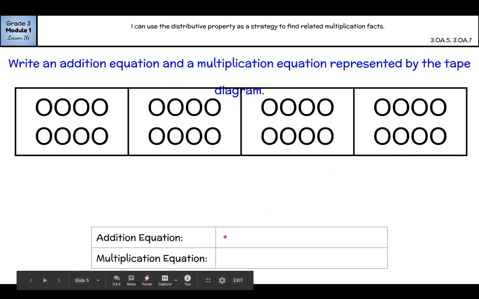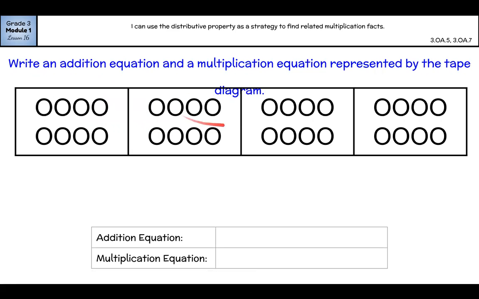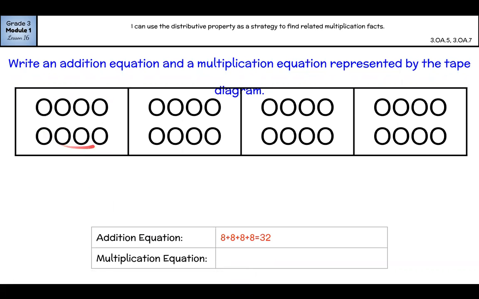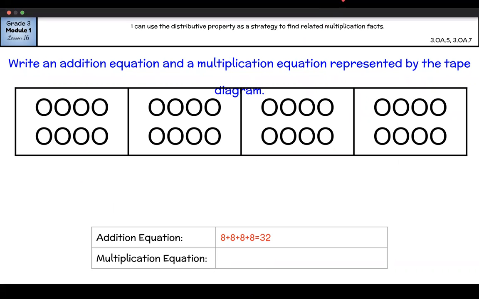So if I wanted to write an addition equation, I would have 8 plus 8 plus 8 plus 8 more, or four groups of 8. Okay, so we have 8 plus 8 plus 8 plus 8 more equals 32. Now, if I wanted to talk about this in relation to multiplication, I would say, well, now I'm talking about equal groups. And so I can turn this into 1 8, 2 8s, 3 8s, 4 8s, or 4 times 8.